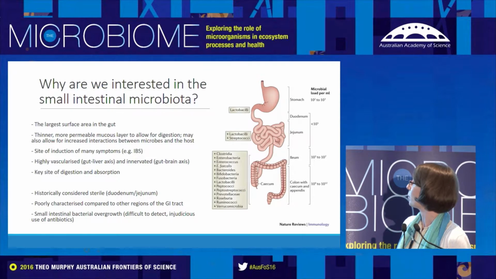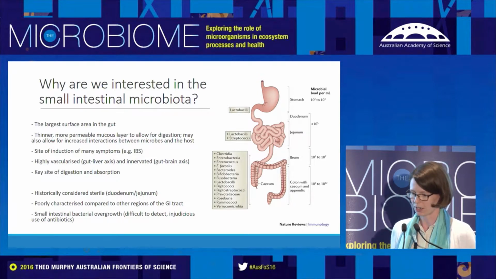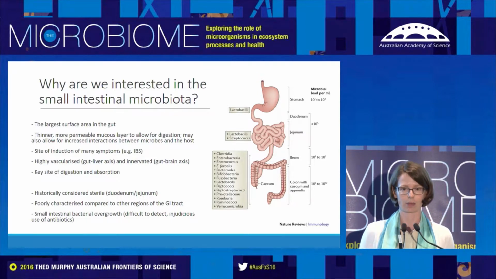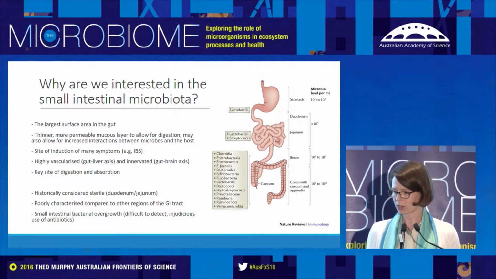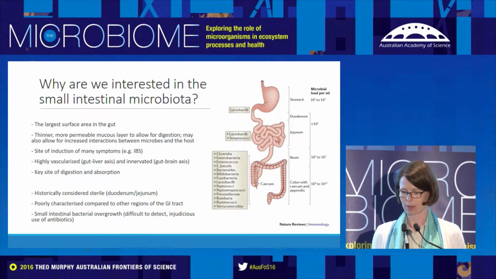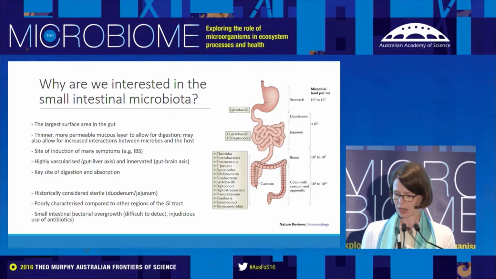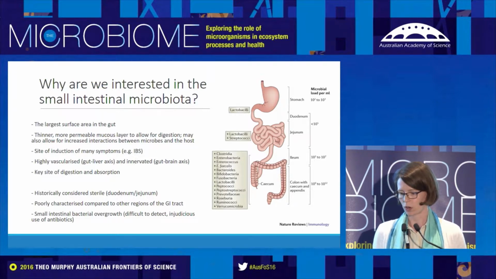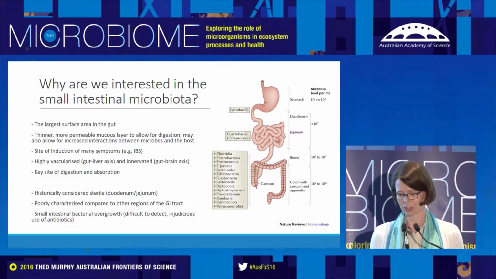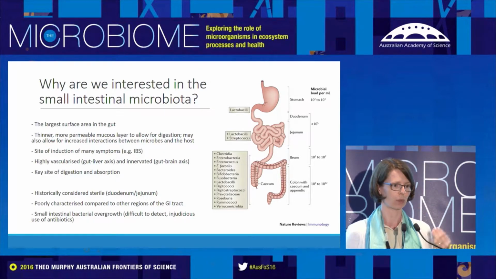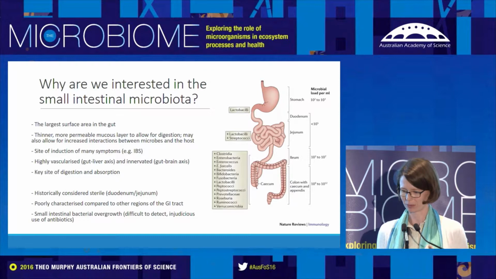Historically, particularly the first part of the small intestine has been considered sterile, similar to the concept about the stomach being sterile. And it's also very poorly characterised compared to other regions of the GI tract, and a lot of this is to do with the difficulties in sampling this region. We also have concepts of small intestinal bacterial overgrowth, where we don't actually want too much bacteria present here.